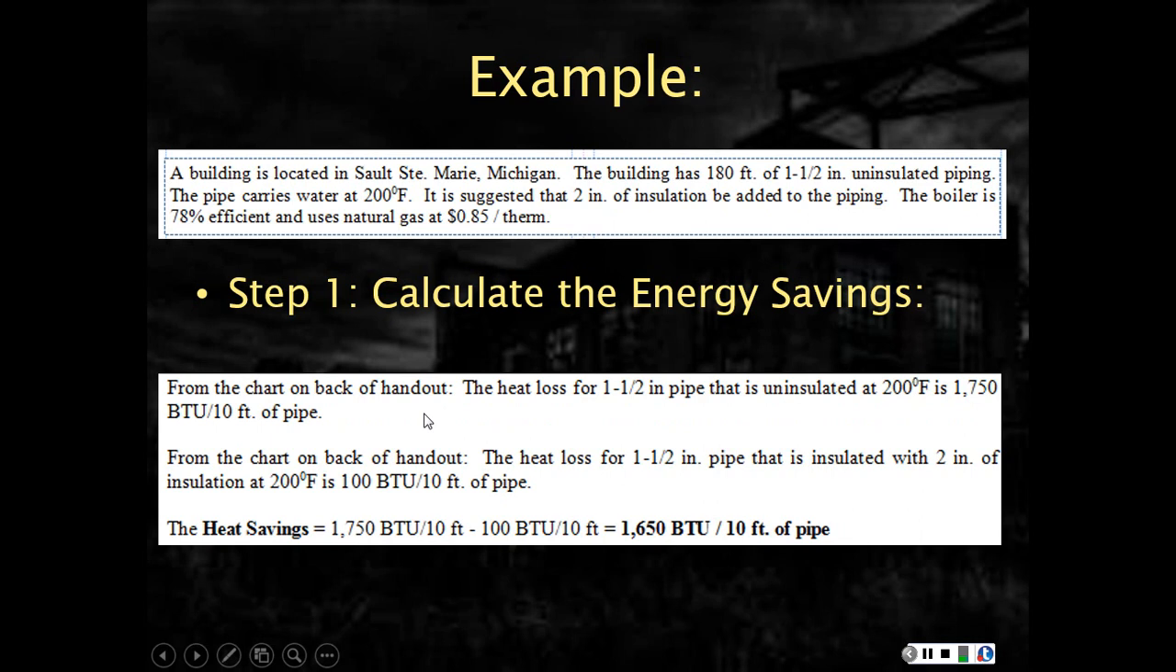So from the chart on the back of the handout, and your handout has the nomograms included, the heat loss for 1.5 inch pipe that's uninsulated at 200 degrees is 1750 BTUs per hour per 10 foot of pipe. Also from the chart on the back of the handout, if I insulate the pipe to 2 inches, now at 200 degrees, I've reduced my heat loss from 1750 down to 100. This represents a delta heat loss reduction of 1650 BTUs per hour per each 10 foot of pipe.